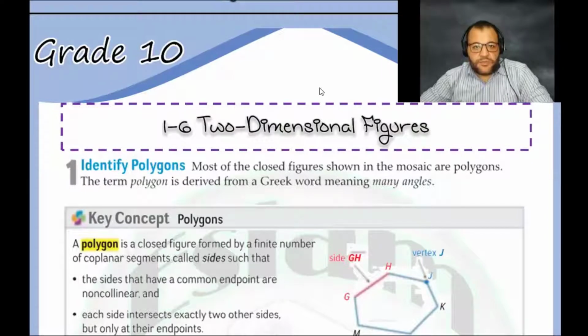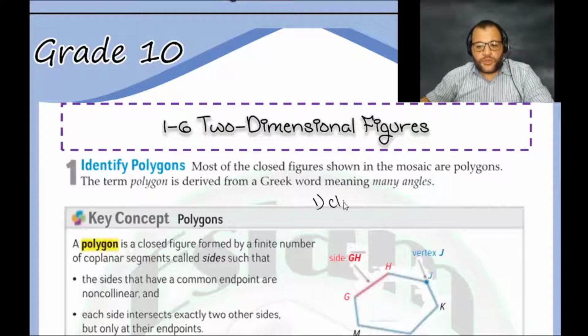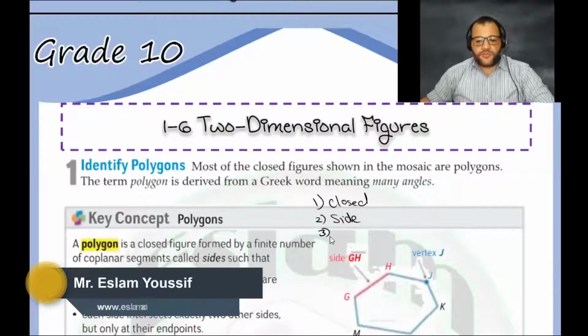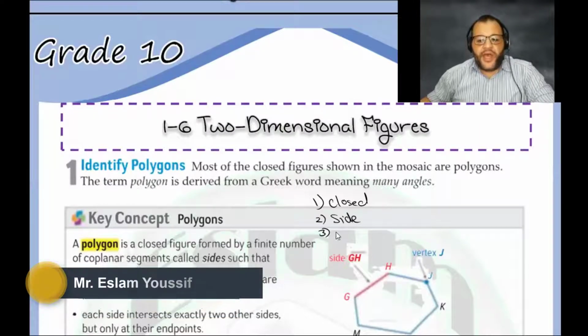And the sides must intersect at the end points. They couldn't intersect in the middle. Again, the polygon is a closed shape. So the main point, number one, it must be closed, not an open shape. Number two, it is formed from three sides or more. There is no curve in the polygon. And the third point, the main point, is that the line segments intersect at the end points only.